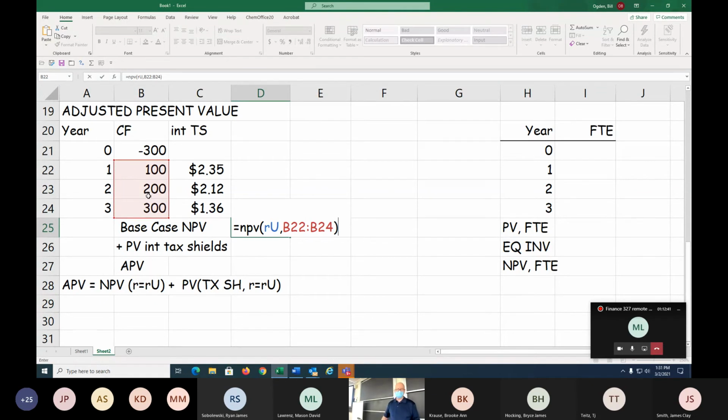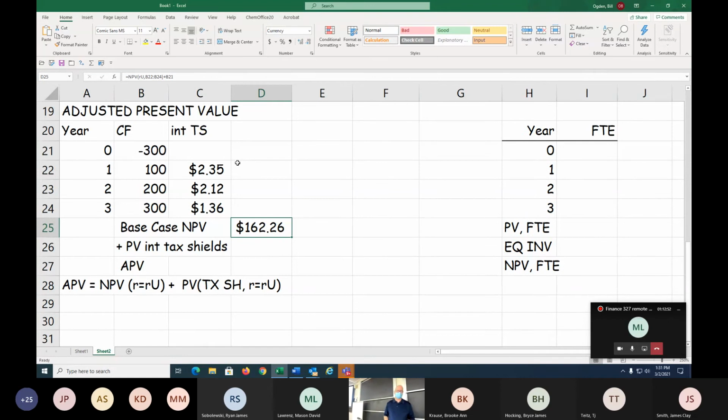And then subtract your initial cost, that's the minus 300. And I get for this 162.26. So question for you. If, rather than using 15% debt, the Sunshine Company decides to go no debt, would they still accept this project?